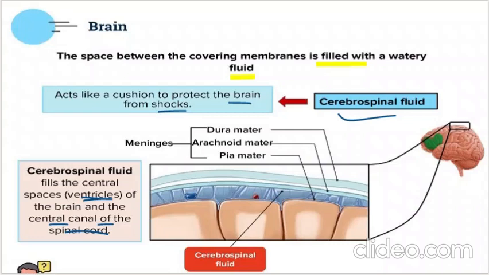And it even fills up the space, like areolar tissue. It even fills the spaces of the brain and the canal of the spinal cord. There also cerebrospinal fluid is present.